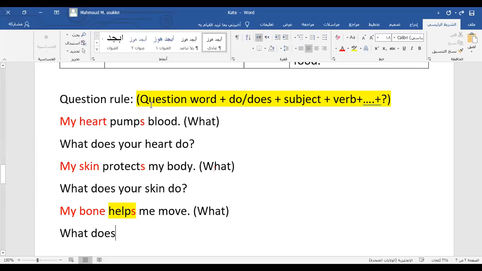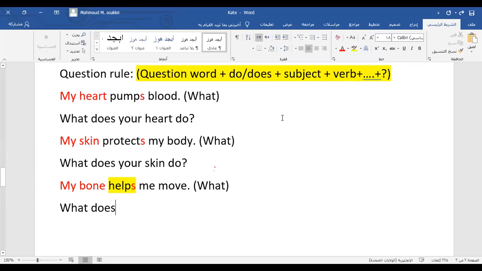Now, Omar Izzat, look at the grammar rule again. Question word done, do or does done. After this, what should I put? What is this word? Subject. Excellent. Now, Omar Izzat and all the students, the subject are the words that come before the verb. The subject are the words that come before the verb. Now, look at the verb. Where is the verb, Omar Izzat?